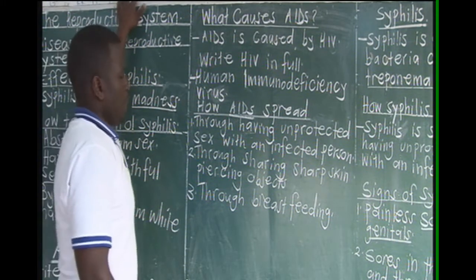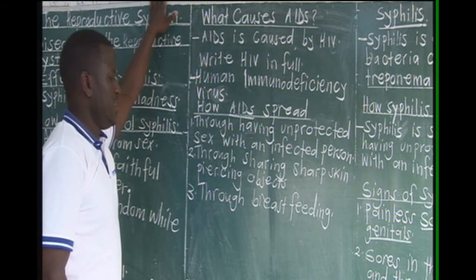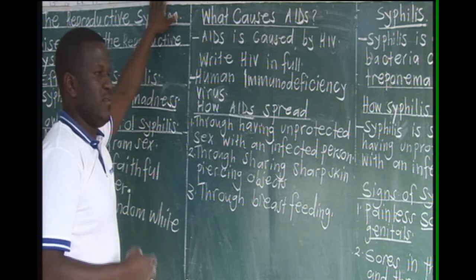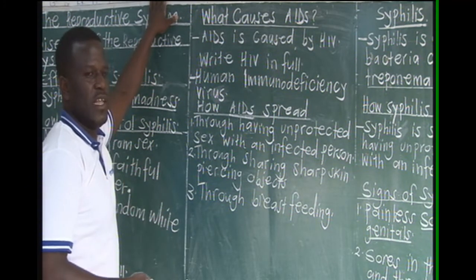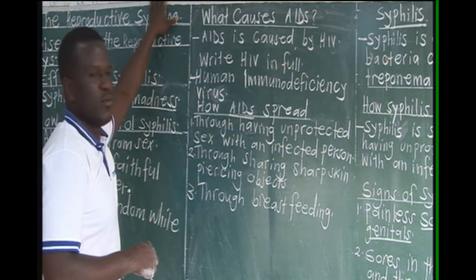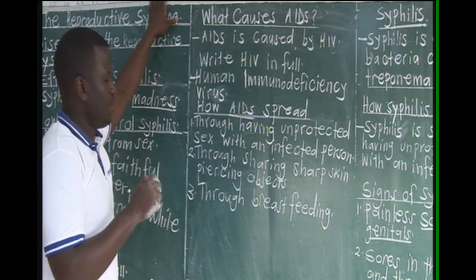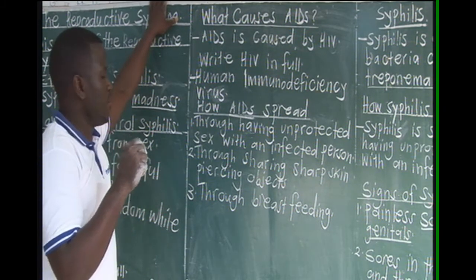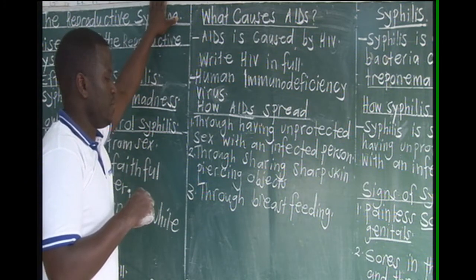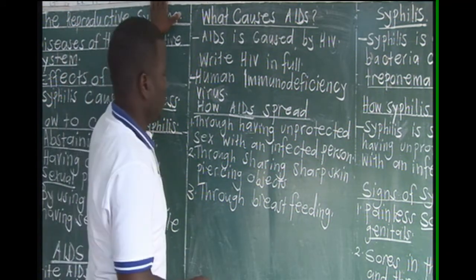Through breastfeeding. Now, breastfeeding doesn't mean that the HIV is in breast milk. No. But as these babies breastfeed, they keep on biting the nipples of their mother. So as they bite, blood comes out. And that's how they get infected with the HIV. But it doesn't mean that the virus is in the breast milk. No. The virus is not in breast milk.